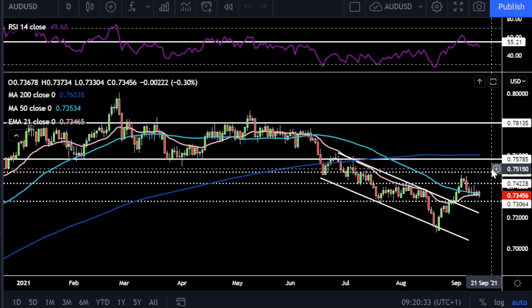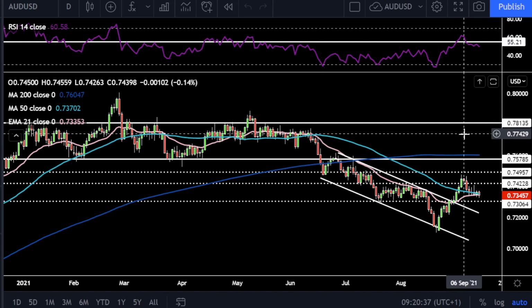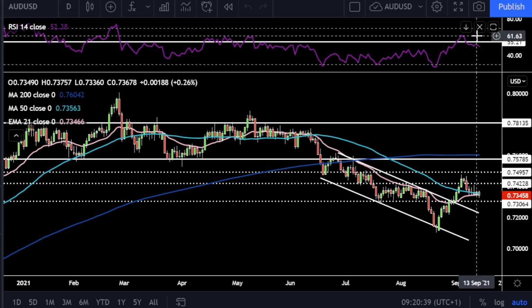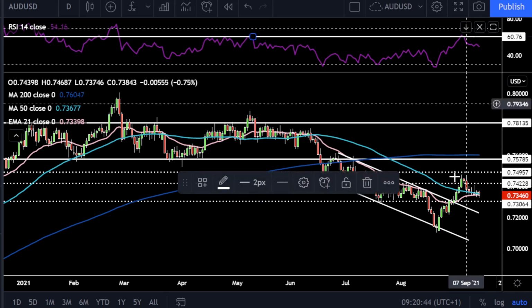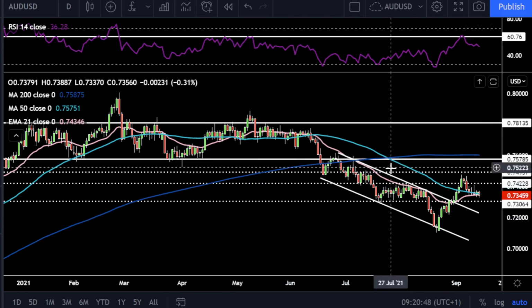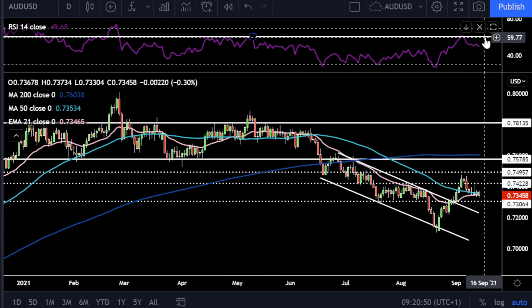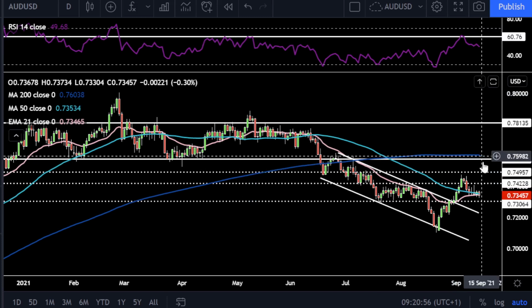And the RSI is below the 55 level. It got up to 60 here. 60 seems to be the level which marks previous price rallies. And it'll be interesting to see if we take another shot at that on a price rally and see if price can get above that 0.75 round number and head towards the 200-day simple moving average.